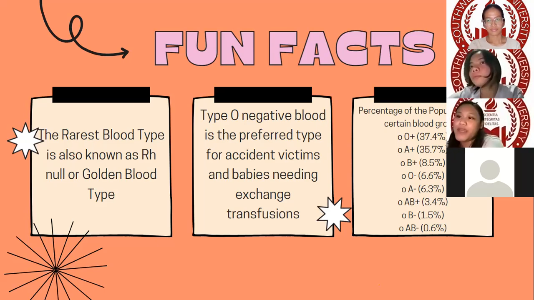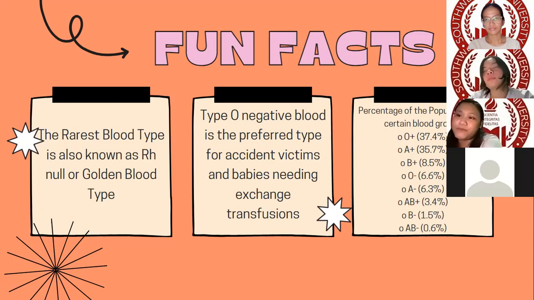So we have O negative, with 6.6%. This is the universal donor and critically needed, as it can be transfused to any patient in an emergency. A negative has 6.3%. Next we have AB positive with 3.4%.